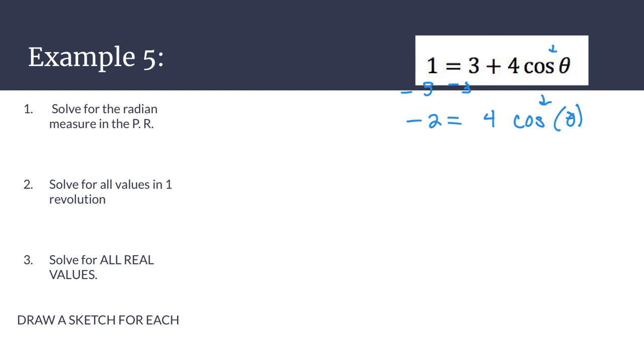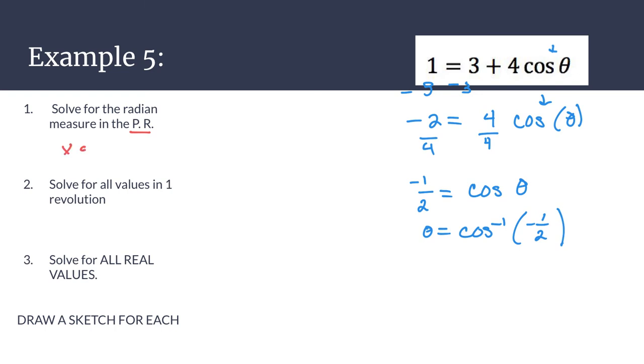Again, our goal is to isolate the cosine theta. So next we're going to divide both sides by 4. Now we're going to isolate theta by taking inverse cosine of both sides. So if we're answering the question in terms of the principal root or the primary root, your answer is going to be between 0 and pi.